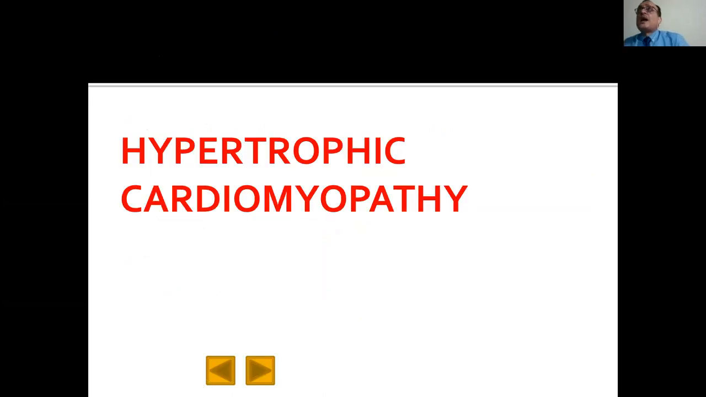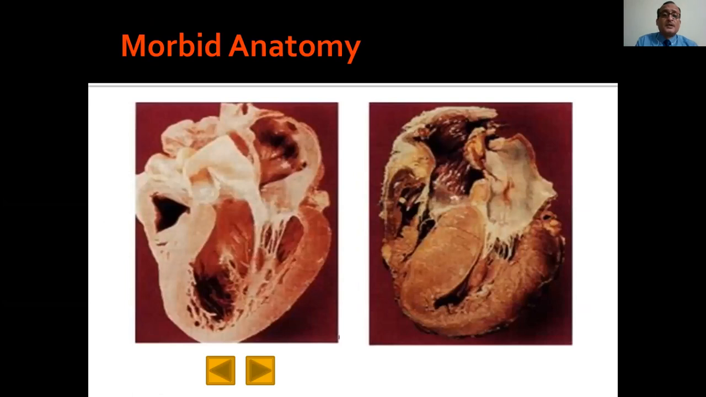Next, we come to hypertrophic cardiomyopathy. The same old picture on the left side, it indicates a normal heart with a normal looking septum. This is a hypertrophic septum. If you compare this septum to the posterior wall, you find that the septum is thickened. There are other abnormalities of the mitral valve, including long leaflets and abnormal papillary muscles.